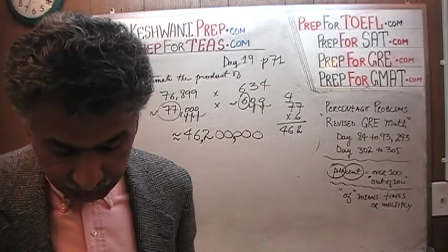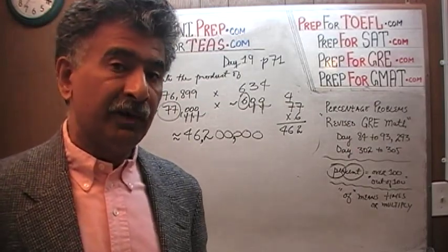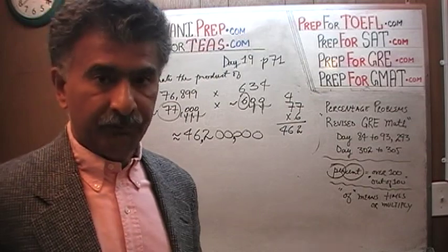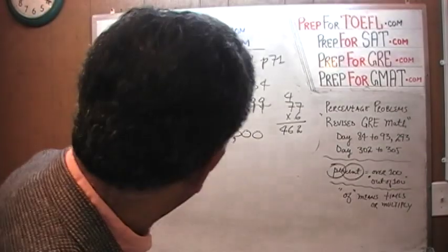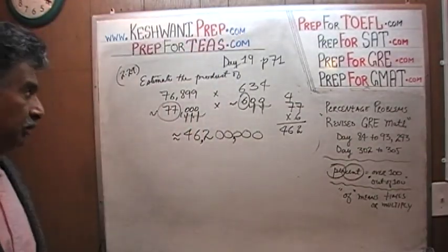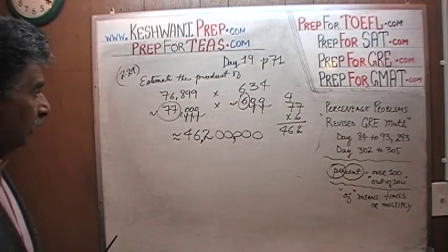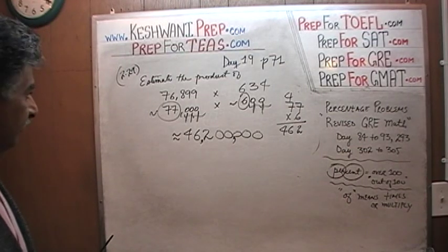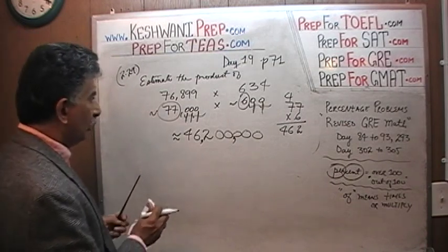Now we're going to do the same thing and get a little bit more refined, more precise answer. Are you ready for it? Let's take a look. This part is done. I need the room, so I'm going to erase all of this. What we're going to do is put down our rough answer that we got, 46,200,000. Remember it.